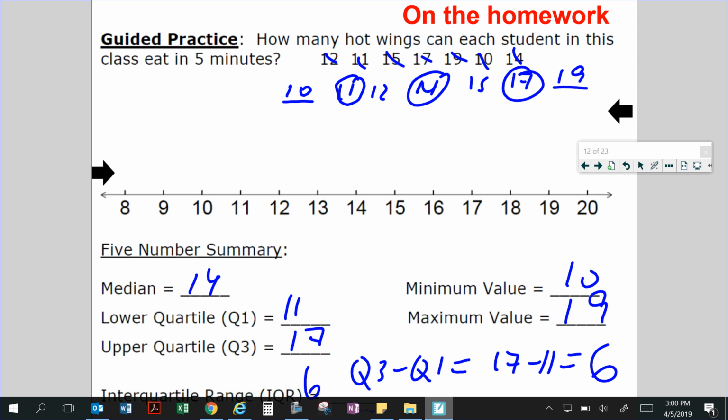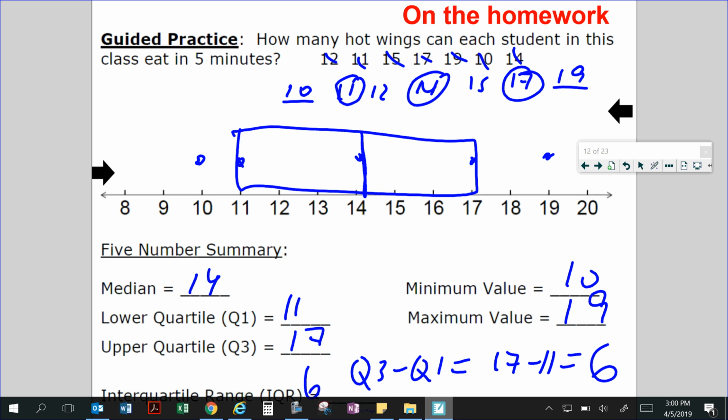So now it's time to make the box plot. You draw a dot at 10, draw a dot at 19, draw a dot at 14, draw a dot at 11, draw a dot at 17, make an inner box. Draw this down so that you know that's the median. Connect, connect. And that is a box plot. Now, let's label percent. 25% goes here, 25% goes here, 25% goes here, 25% goes here.